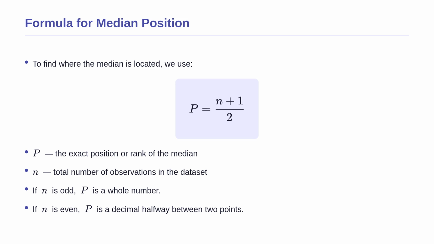If your total count, n, increases, the position p will shift further down the list. If n is an odd number, this formula points to a single middle data point. If n is even, it tells you to look exactly halfway between the two middle numbers.